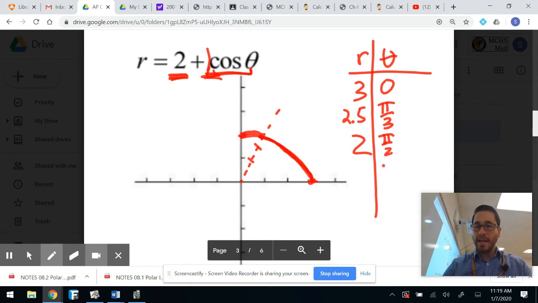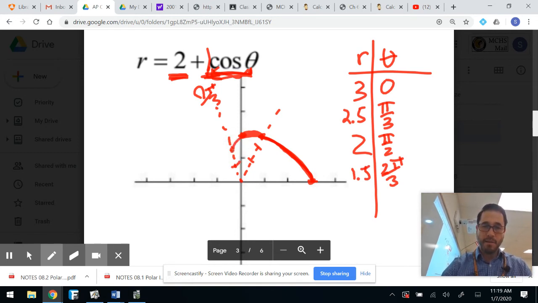Let's see, as we go on, 2 pi over 3. And why am I picking that one? Because that's 2 pi over 3, which would be a negative 1/2. So if that's a negative 1/2, that would be 1.5. So then I'm coming down a little bit, right? Because that'd be 1.5, somewhere about there. So now it's coming down. Is it a limaçon or is it a cardioid? Let's take a look at it.